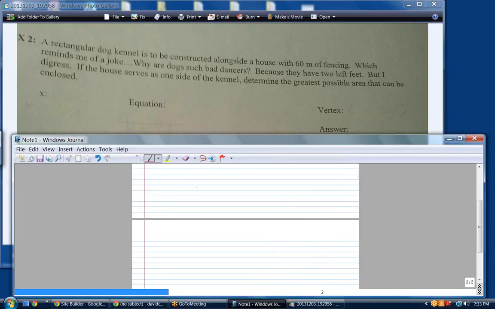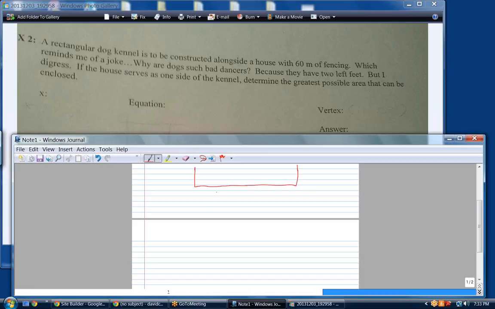So let's see, we have a house, and we're putting a rectangular dog kennel, and we have a total of 60 meters of fencing.